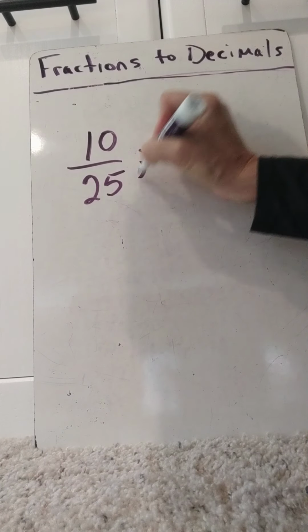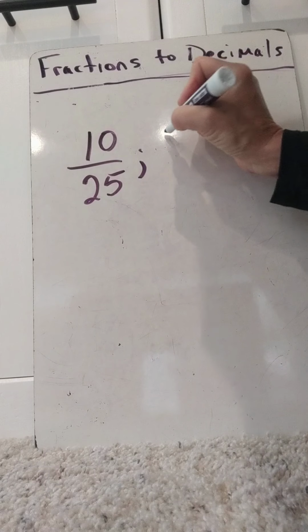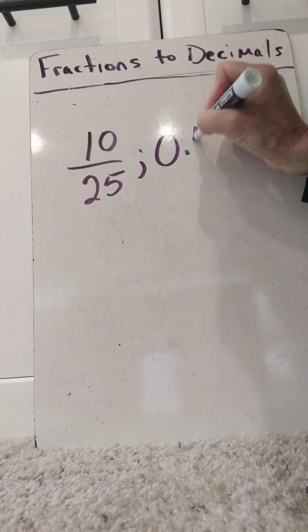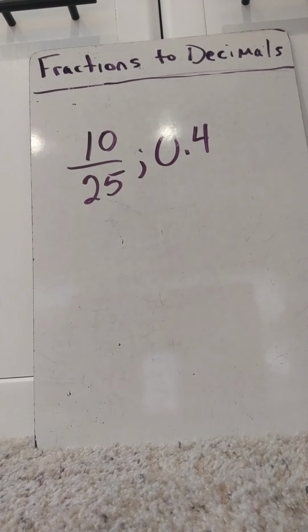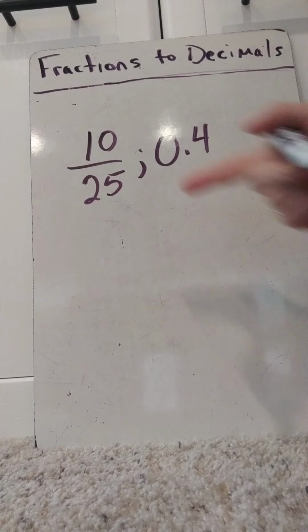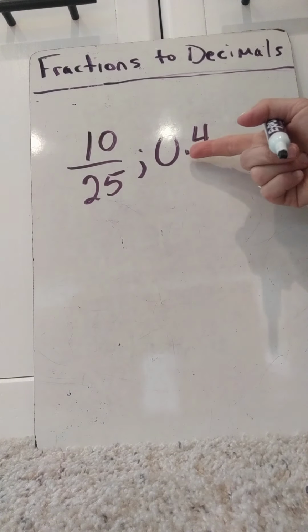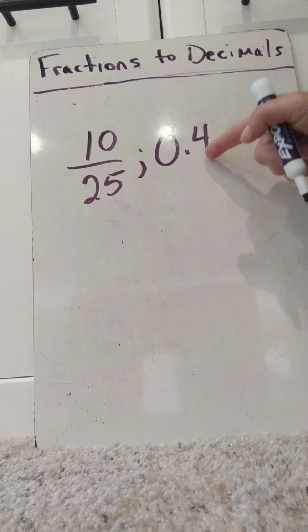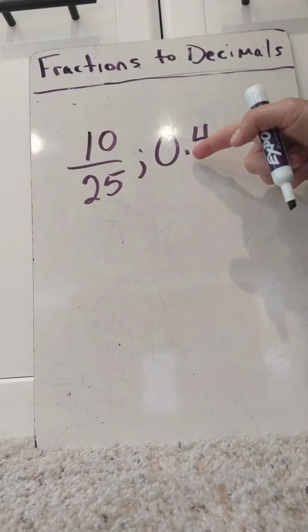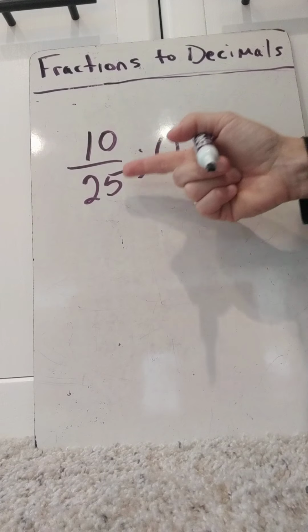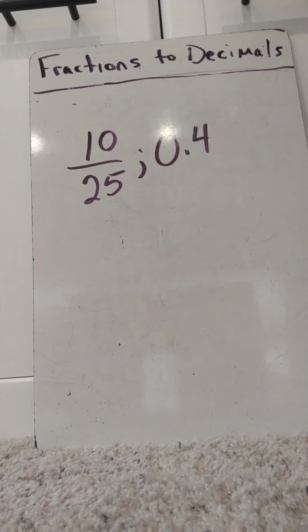Okay, and then they're going to give you this. So you have 10/25ths and 0.4. Remember how we read this? This 4 is in the tenths place, so you'd read this 4 tenths. So you have 10/25ths and 4 tenths. And they're going to say, well, is it equivalent? Are these two equivalent? Yes or no? And remember, equivalent means equal. So are they equal?